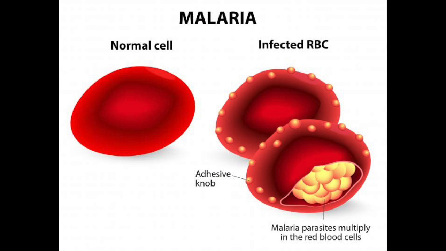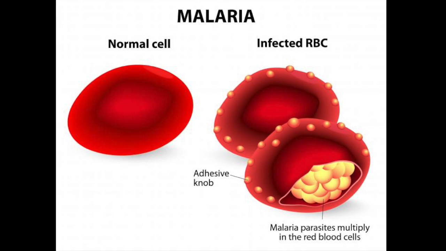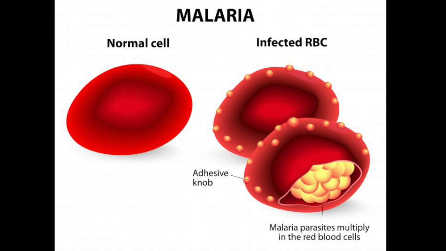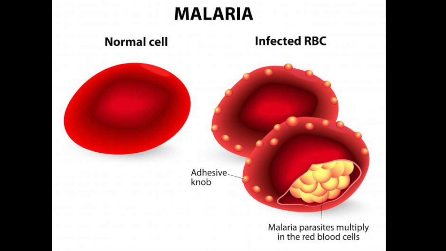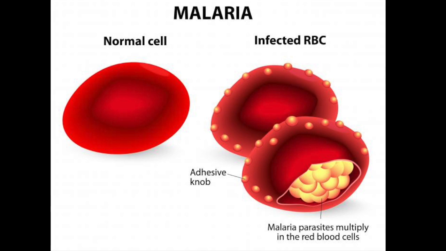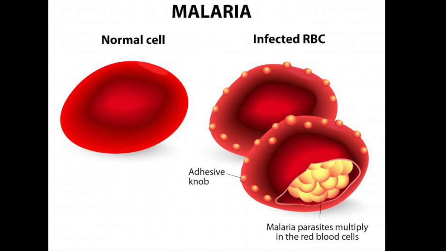Next, there is malaria. This disease is transmitted through the female Anopheles mosquito and can be prevented and cured. 3.2 million people in the world are currently at risk of getting this disease, and most of those people are in sub-Saharan Africa. The symptoms of this disease usually show 10 to 15 days after infection.